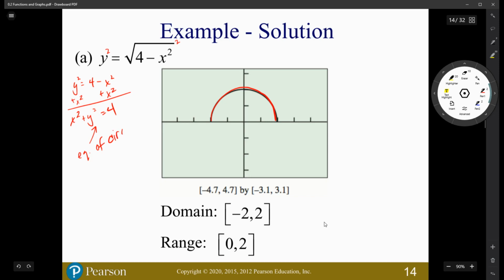So it kind of follows then that this might be half of the circle, and the other half would probably be if we stuck a negative sign in front of there as well. The domain of this function is closed. It goes from -2 to 2, and that makes sense.